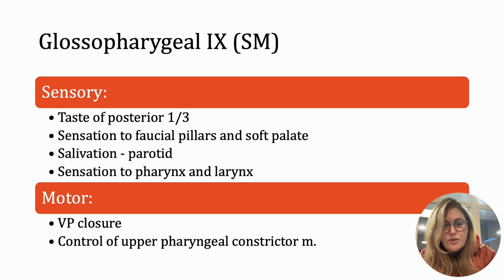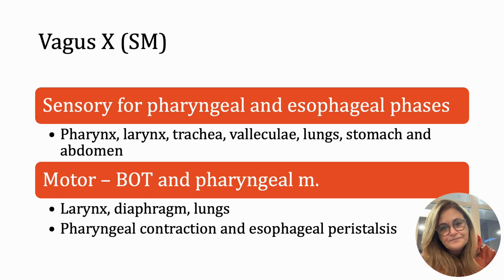In terms of the motor component, it is also working with velopharyngeal closure, control of the upper pharyngeal constrictors. Remember, we have upper pharyngeal constrictor, middle pharyngeal constrictor, and inferior pharyngeal constrictor. So glossopharyngeal nerve number 9 is working more with the upper pharyngeal constrictors.